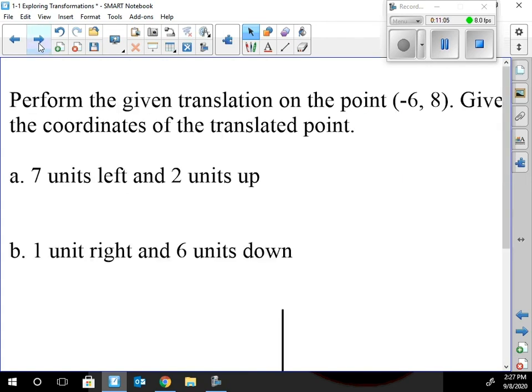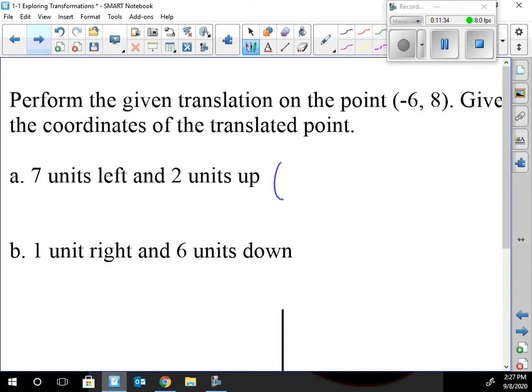Okay, here's the example I want you to try on your own. You're given the point -6, 8, and you have to get the coordinates of the translated point. Now you're going to pause the video and try to do this one on your own. Since I know you all paused the video, I'm going to go ahead and do it on the board now.